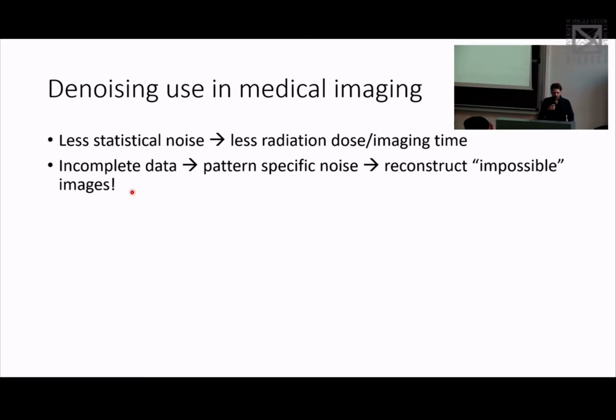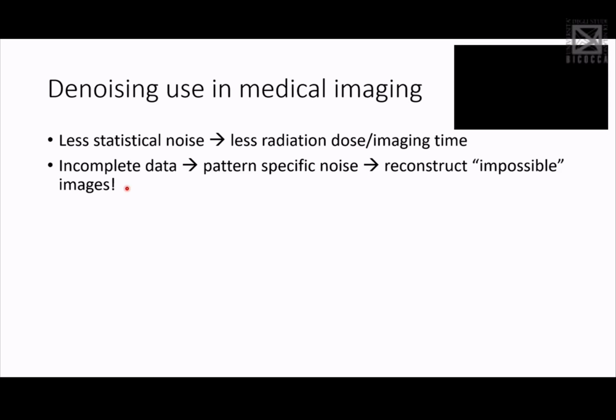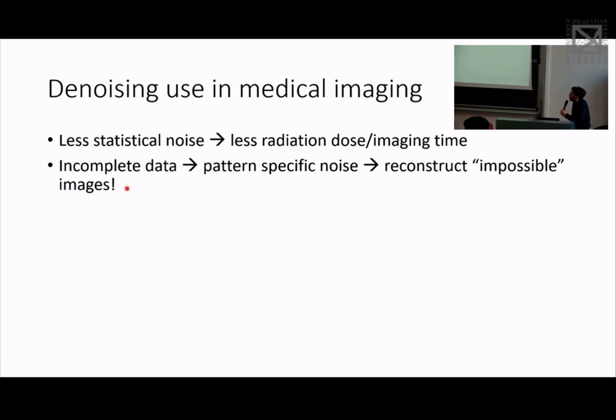Also, if you have incomplete data, this introduces some noise with a specific pattern, and if you are able to remove it, you can reconstruct images that are not fully sampled. And if you have an MR image, which might take 20 minutes, half an hour to acquire, that will really benefit from a shortening of the acquisition time.